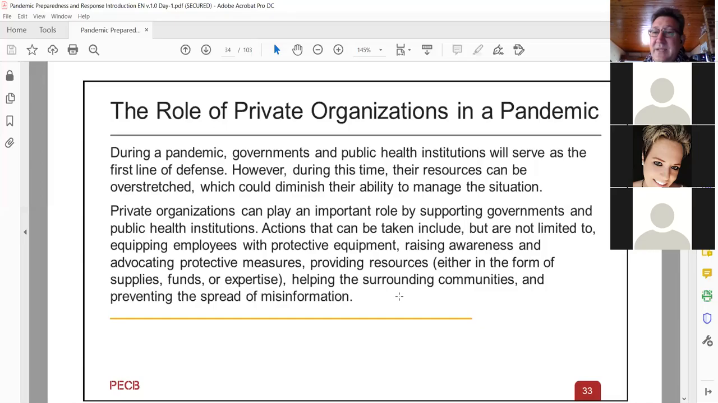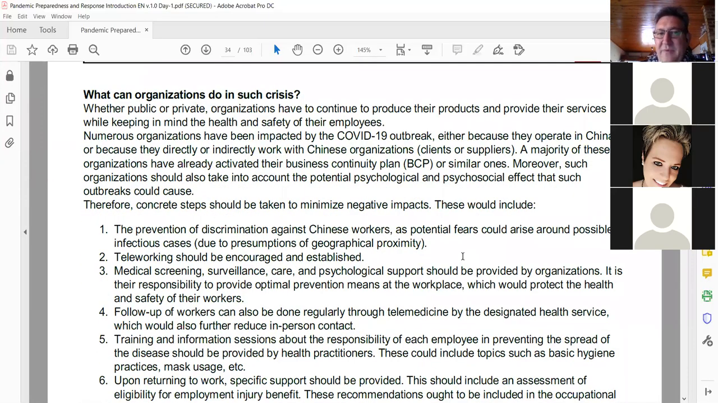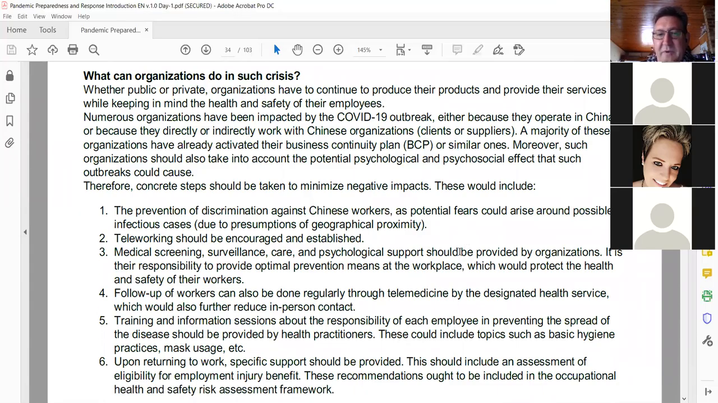And now he doesn't have to have those intricate resource management systems anymore. So if you're looking at what organizations can do in such a crisis, whether public or private, organizations have to continue to produce their products and provide their services while keeping in mind the health and safety of the employees. Extremely important, because this is now touching on the Occupational Health and Safety Act in every country.